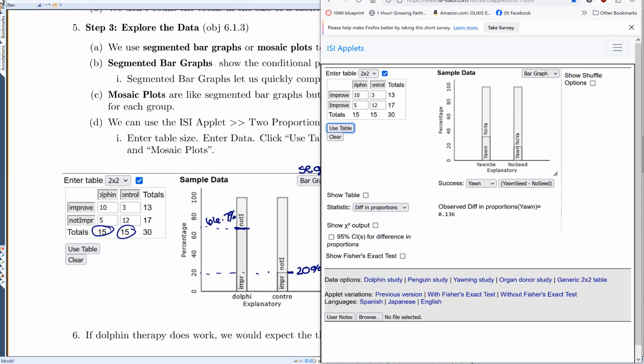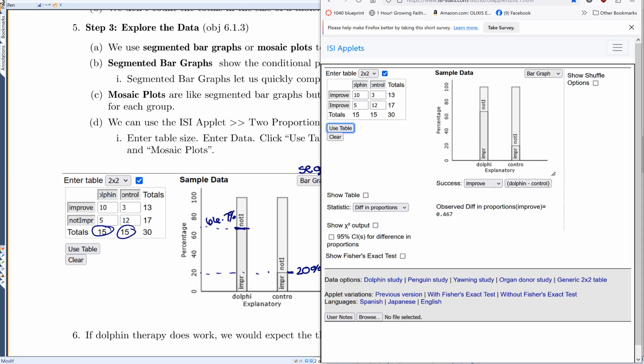Okay. Now, when you put all this in, double check that all of your totals match. 15, 15, 13, 17, 30. Okay, that's what I expected. You have to actually click use table. Okay. And now it will show you, here's the bar graph. If I want, I can switch to a mosaic plot.